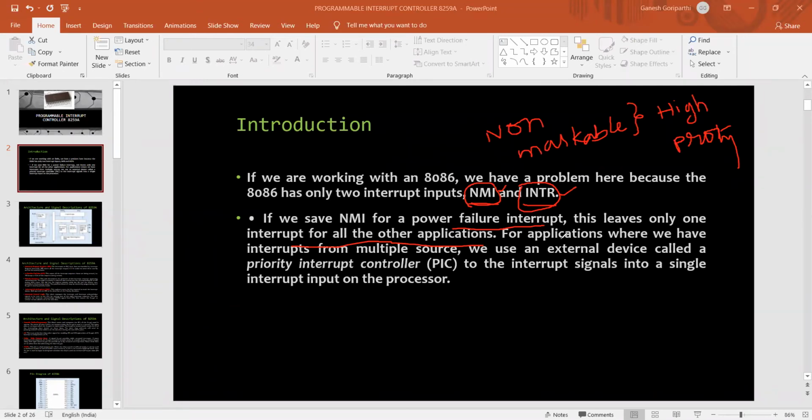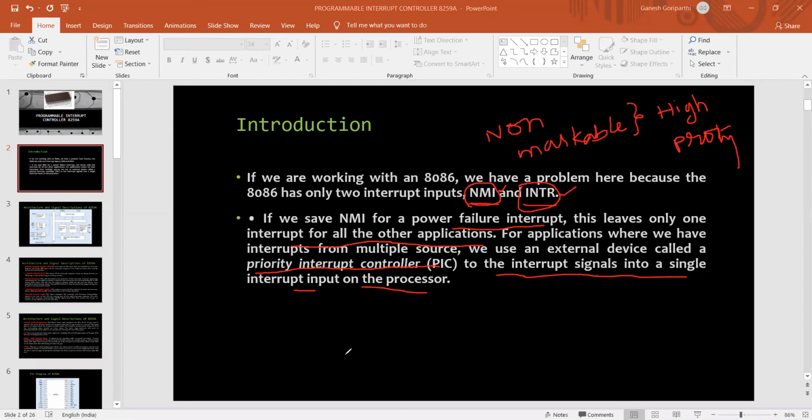So, for applications where we have interrupts from multiple sources, we use an external device called the priority interrupt controller or programmable interrupt controller, PIC, to combine the signals into a single interrupt input on the processor. So now you must be clear.